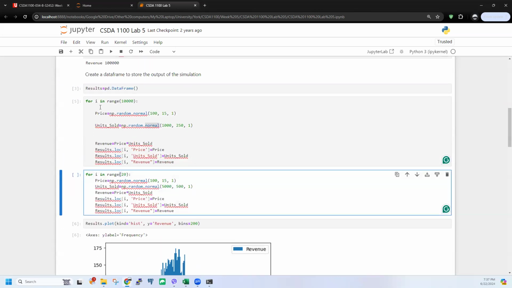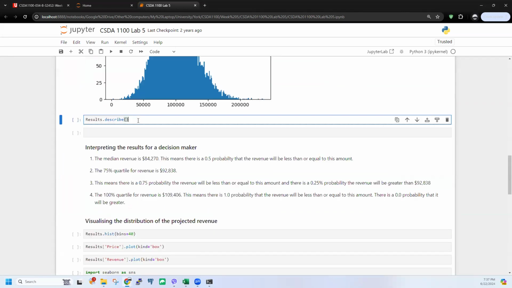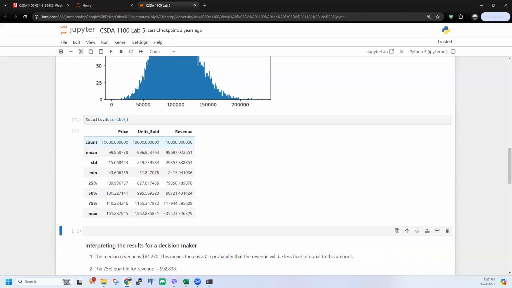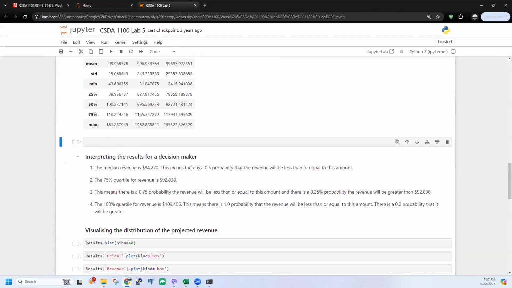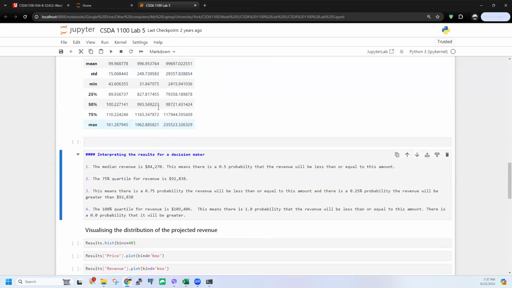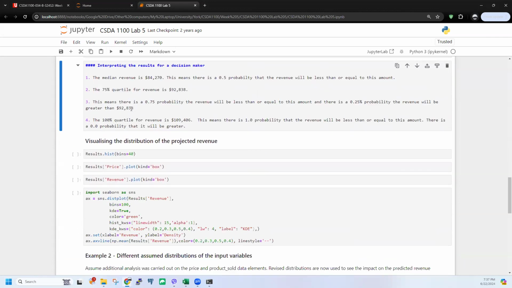You can also use the results describe function, and you can understand the data here, right? So again, every time we run, it's going to be a little different, but you can look at the median value, you can look at the 75% quartile, you can look at the 100% quartile and so forth. So just remember, this data is not going to be exactly the same, because every time you run, it's going to be a little different.